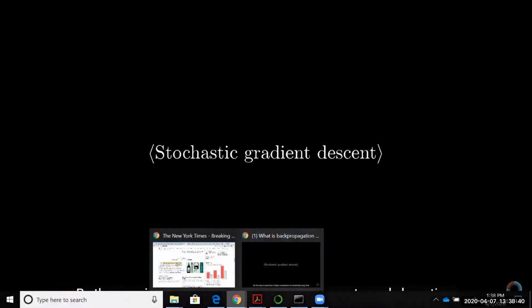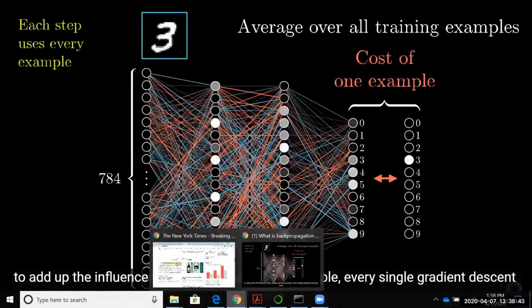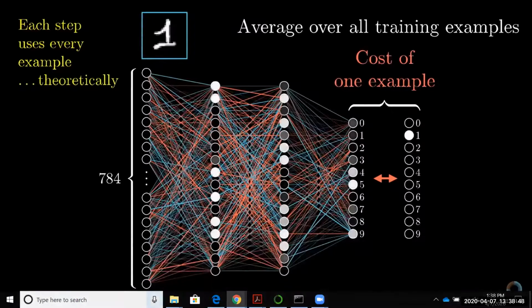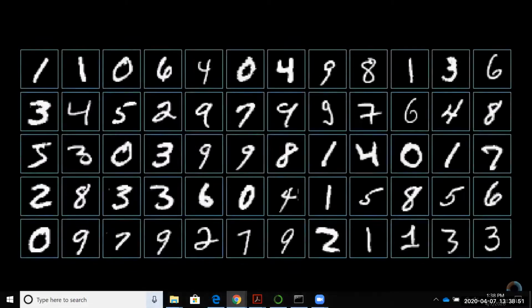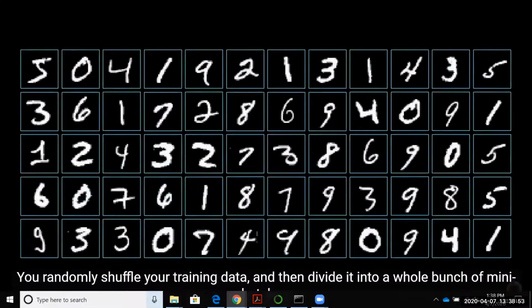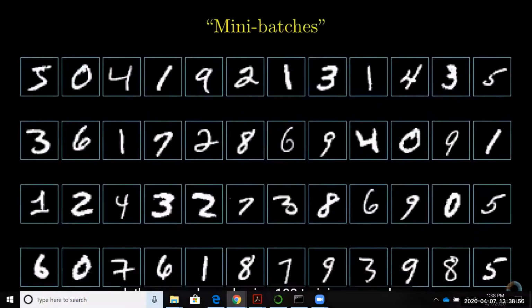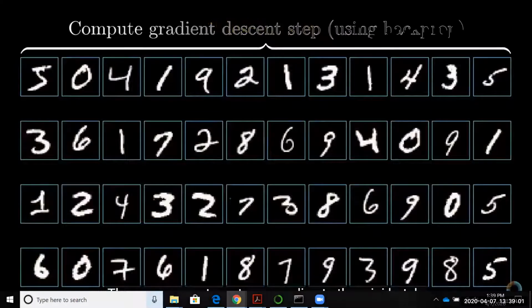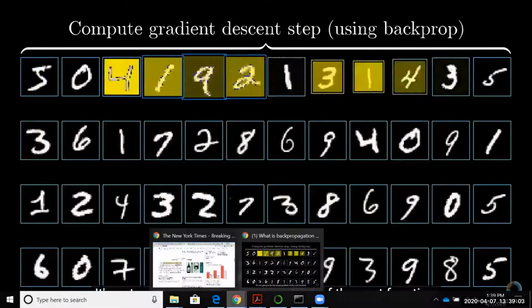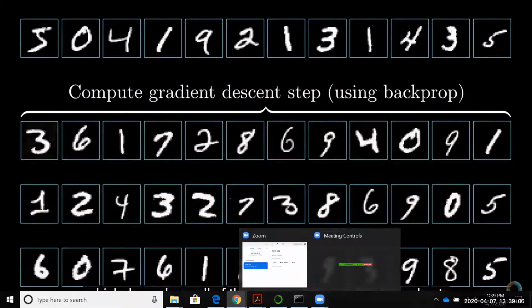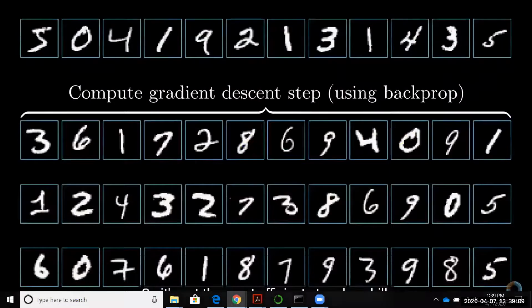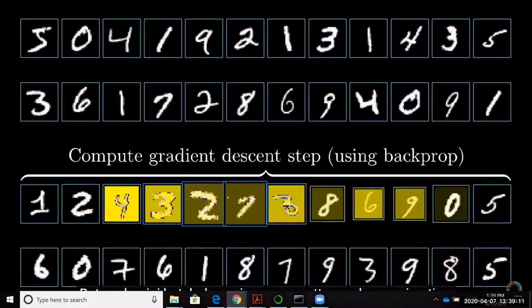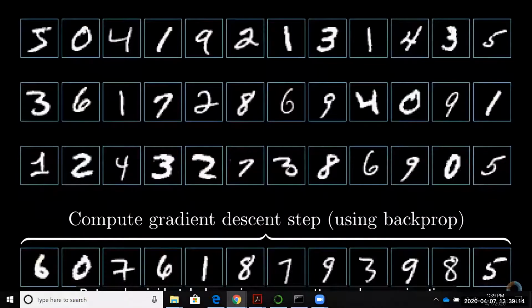By the way, in practice, it takes computers an extremely long time to add up the influence of every single training example, every single gradient descent step. So here's what's commonly done instead. You randomly shuffle your training data and then divide it into a whole bunch of mini batches, let's say each one having 100 training examples. Then you compute a step according to the mini batch. It's not going to be the actual gradient of the cost function, which depends on all of the training data, not this tiny subset. So it's not the most efficient step downhill, but each mini batch does give you a pretty good approximation, and more importantly, it gives you a significant computational speedup.